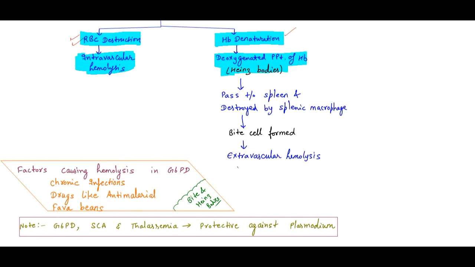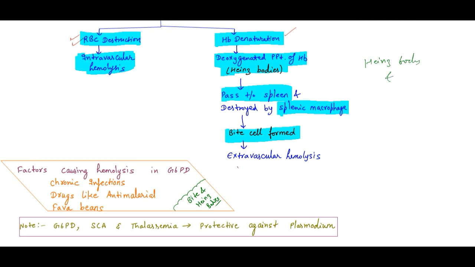So Heinz bodies are seen in G6PD deficiency hemolytic anemia. If they give you a question about hemolytic anemia or G6PD deficiency, then it will be our answer. Then these Heinz bodies pass through the spleen, and in the spleen they are destroyed by splenic macrophages. And at that time bite cells will be formed. Which cell will be formed? Bite cell. So remember, Heinz bodies and bite cells.